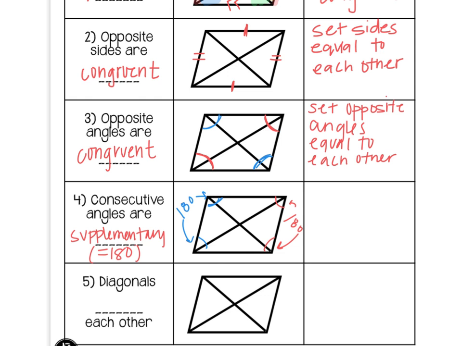So consecutive angles, to solve for them, we would set consecutive angles equal to 180.